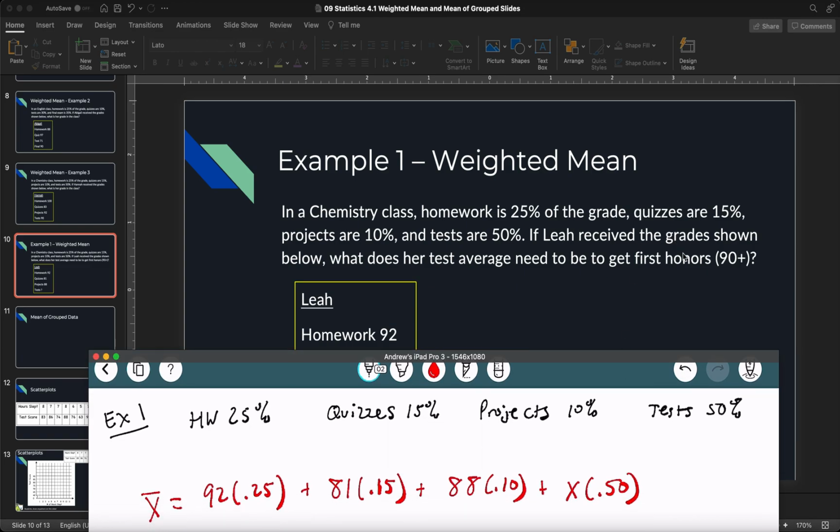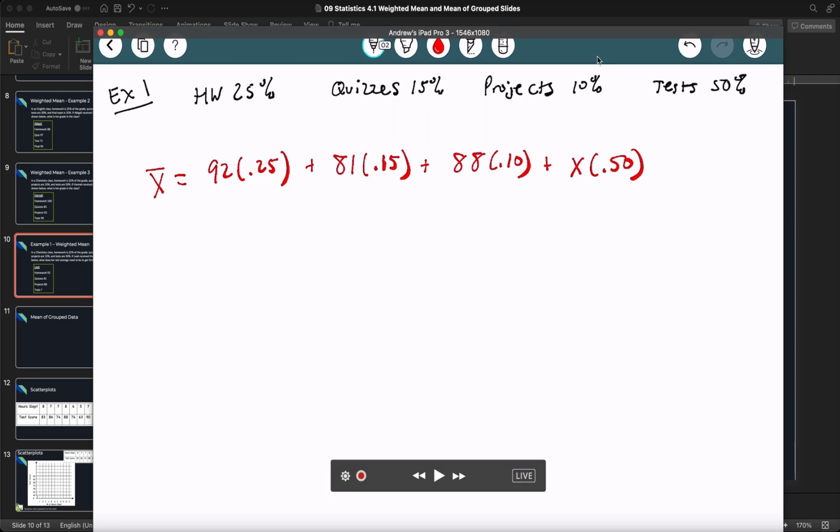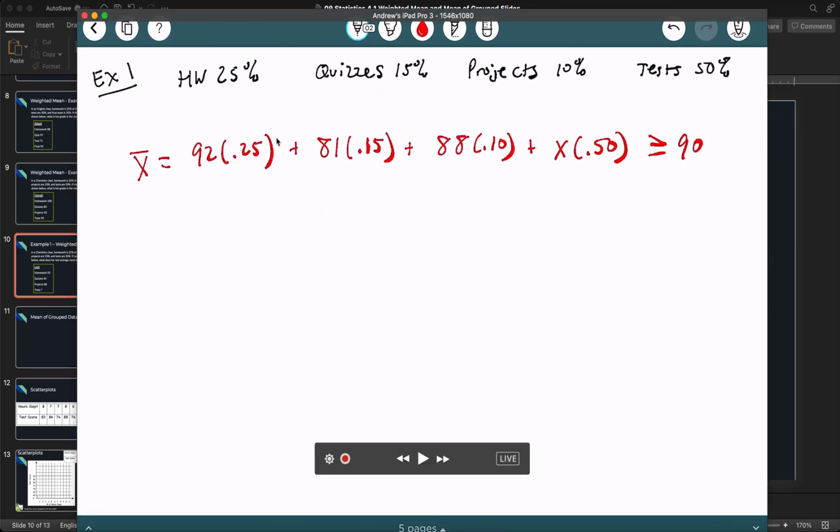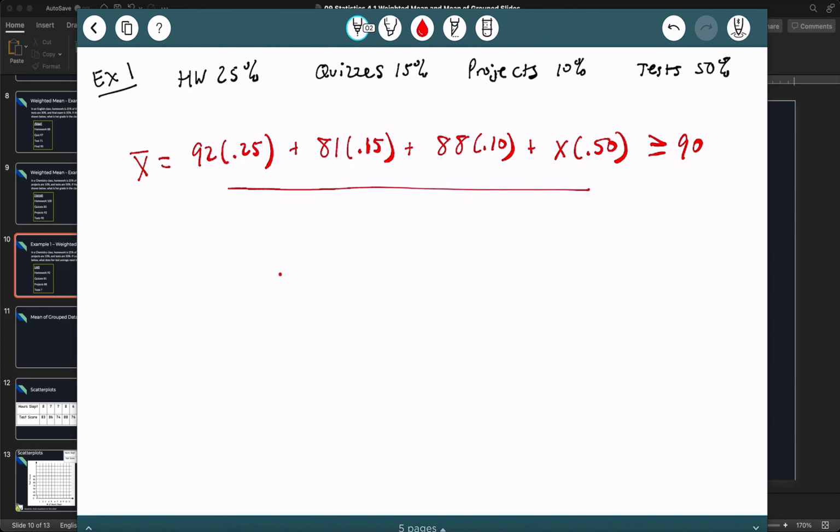Okay, so what inequality symbol would I use for 90 or above? That would be at least, right? So 90 is the minimum, or anything higher than that. So 90 or better, so I need this to be at least 90. And remember when I do my weighted mean formula, I divide by the sum of the weights. But here, since I already moved the decimal back twice, what would the sum of 0.25, 0.15, 0.10, and 0.50 be? Well, that would be 1, right? So I know I would have to divide by 1.